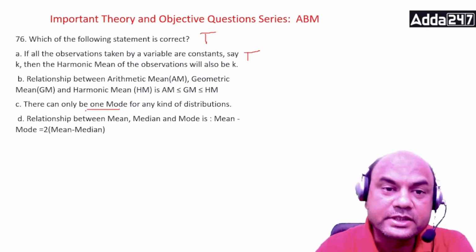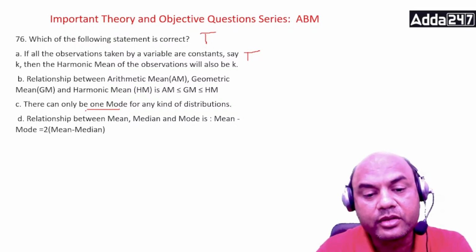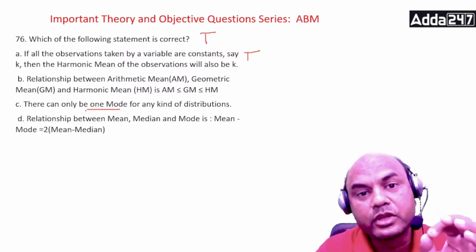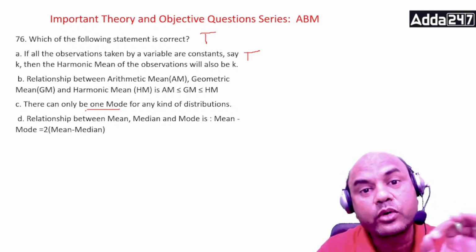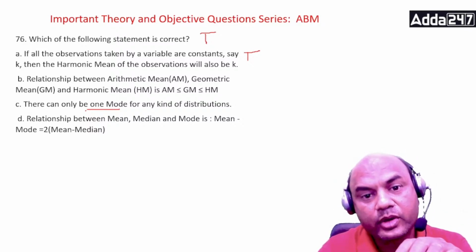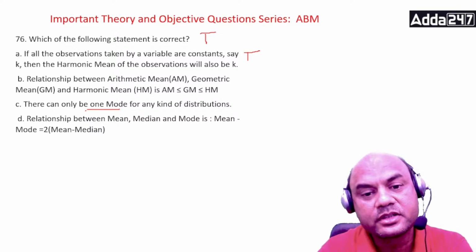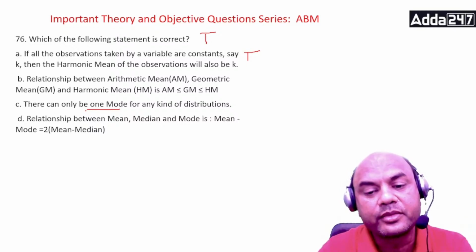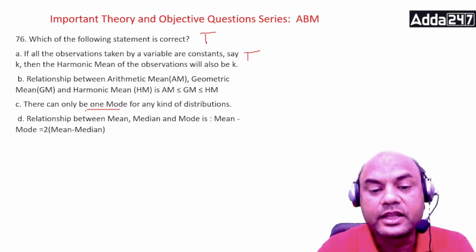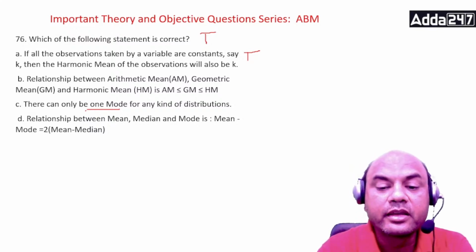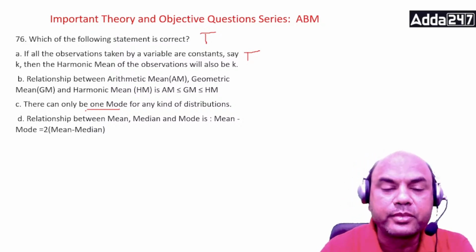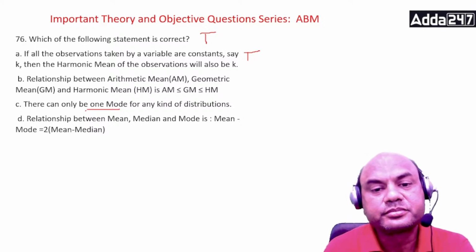It is also the reciprocal of the arithmetic mean of the reciprocals of the observations, means ROR it's called. Harmonic mean is always called ROR. ROR means reciprocal of reciprocals. So that is actually harmonic mean. So if all the observations are k, then the answer will be what? If all the observations are constant, that is k, then the harmonic mean of the observations will also be k.